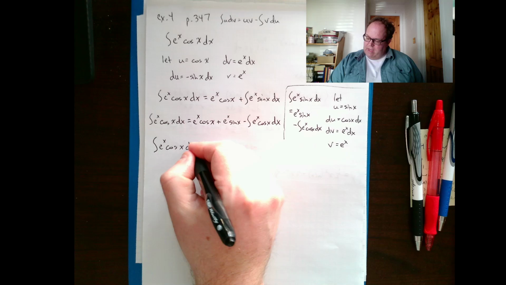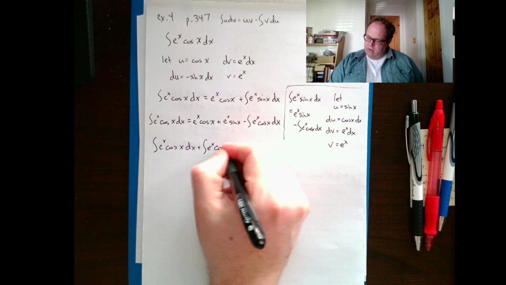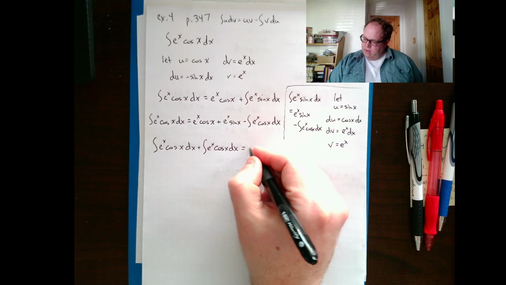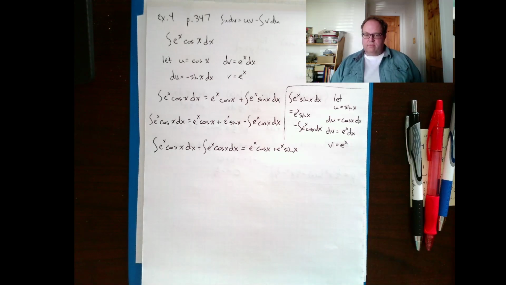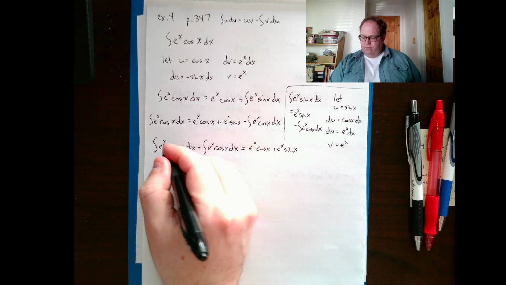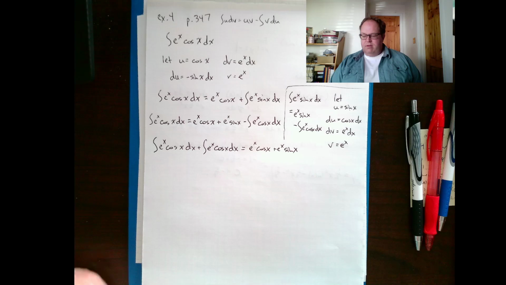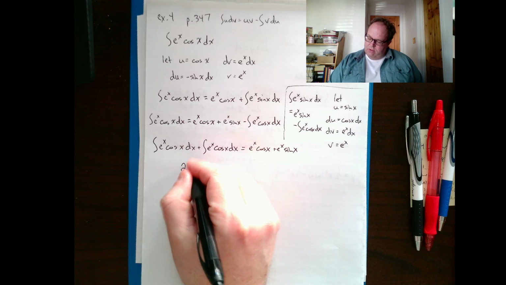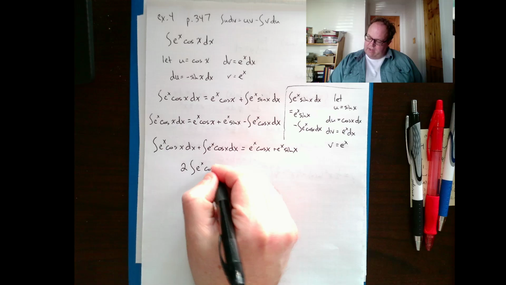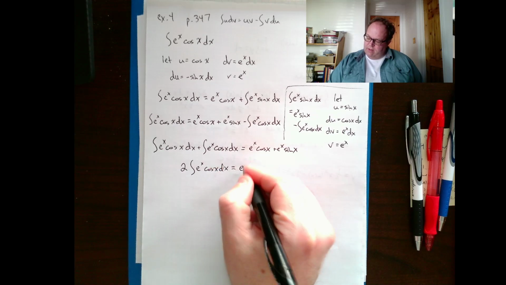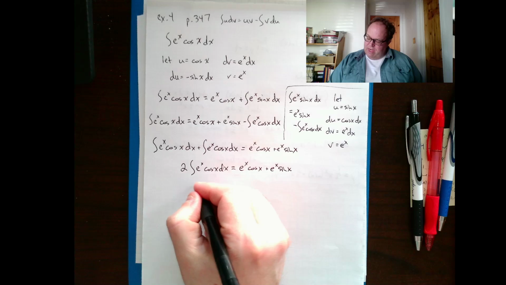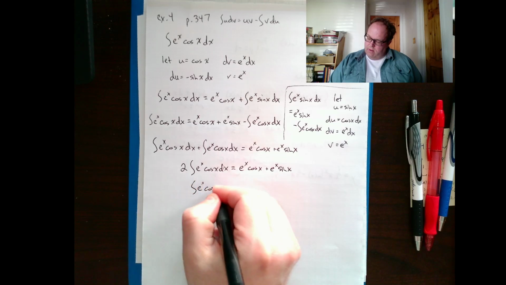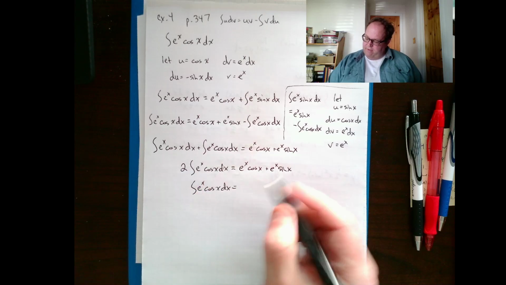Integral e to the x cos x dx plus integral e to the x cos x dx equals e to the x cos x plus e to the x sine x. Well, if I've got one integral of e to the x cos x dx and I add another integral of e to the x cos x dx, pretty sure that means I've got two integrals of e to the x cos x dx equaling this thing. And then if I just divide each side by 2, I have my result.